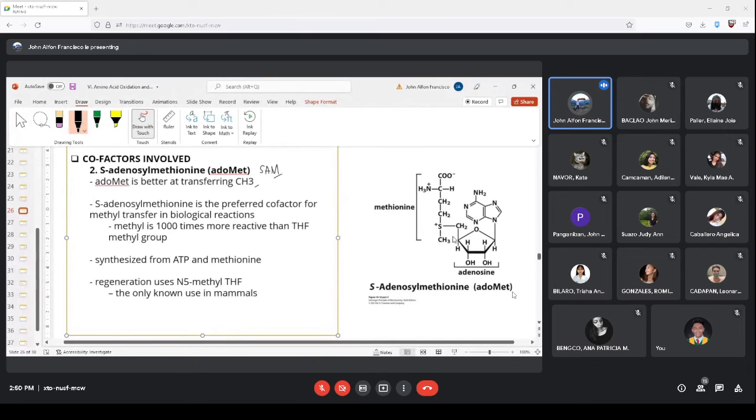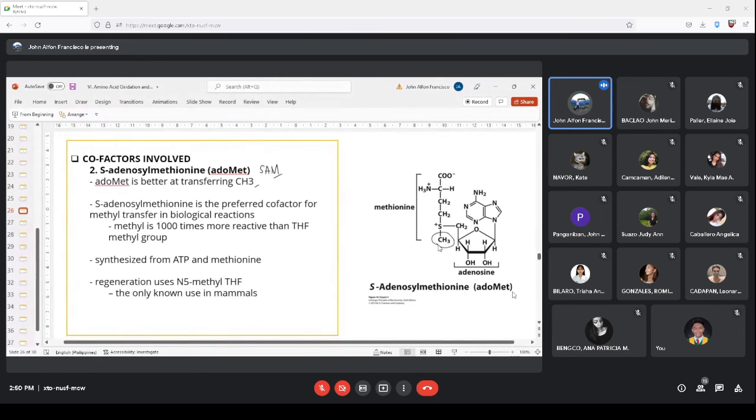Because of the sulfur, this is the CH3 I mentioned. Since sulfur is next to it, it is a very electronegative compound, so the electron pull goes toward it. This is a very good electrophile, and once a negatively charged nucleophile attacks this CH3, it can easily give off the group. Okay? Synthesized from ATP and methionine, the generation uses N5-methyl THF. That's all for it. Okay?